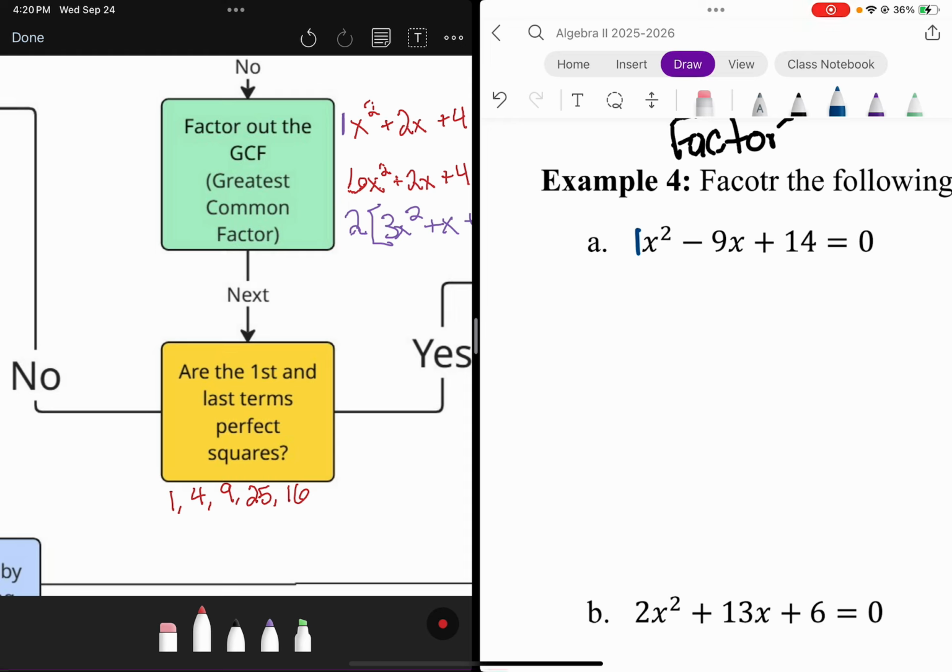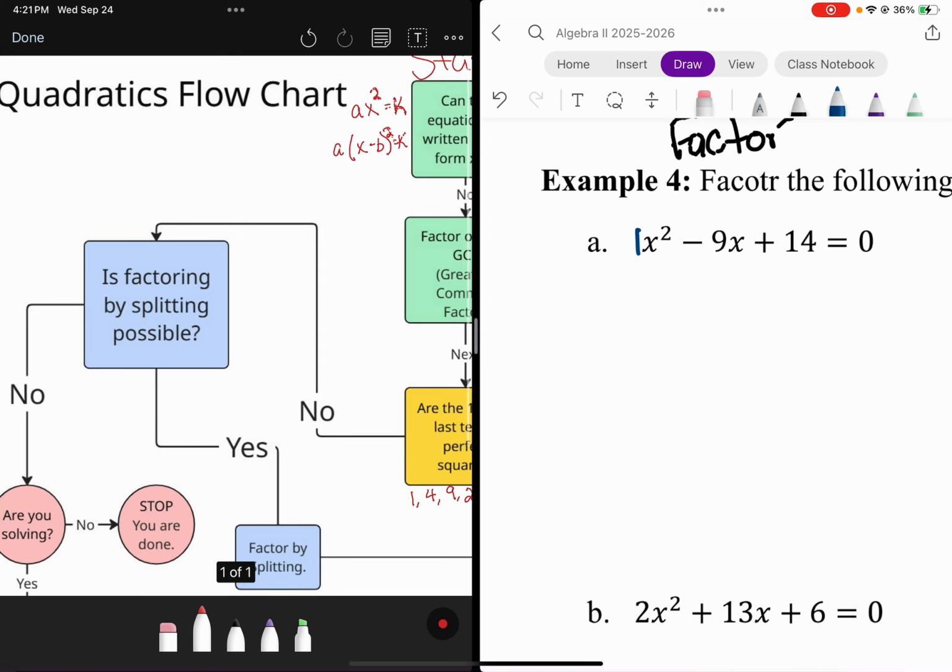So if we look at this one, x squared, that is a perfect square because x times x is x squared. And then the 14, that is not a perfect square because it's not simplified. We can't simplify it if we were to take the square root. So we're going to go over to the no side.